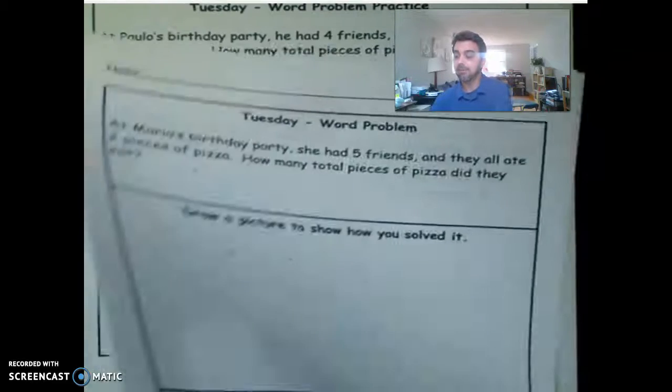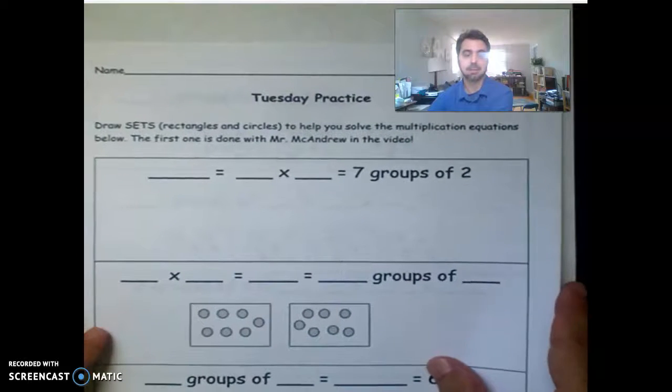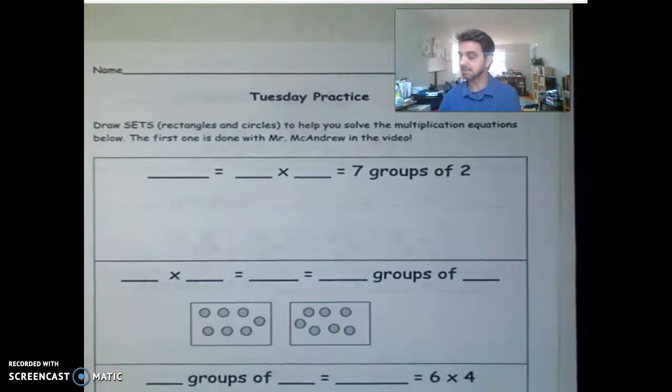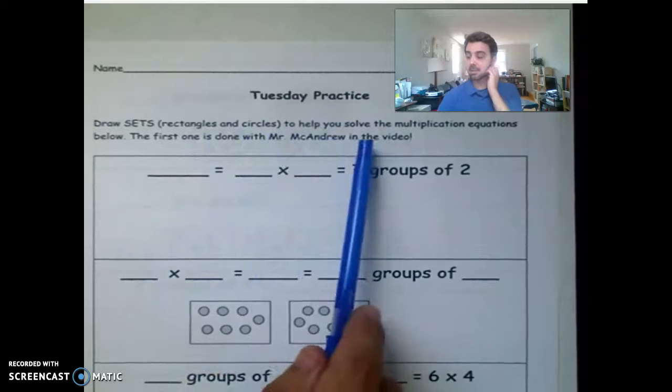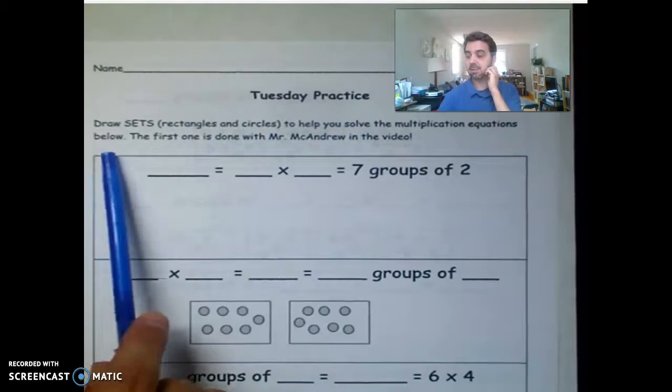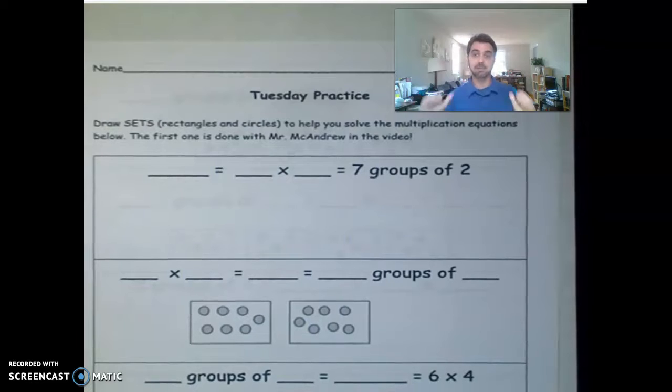Okay? All right, for now, please turn to this page, which says at the top, Tuesday practice. Okay, and it says, again, if you need to pause the video to catch up, just please do that. Okay, it says draw sets, rectangles and circles to help you solve the multiplication equations below. The first one is done with Mr. McAndrew in the video. That's me, and this is a video, so let's do it.